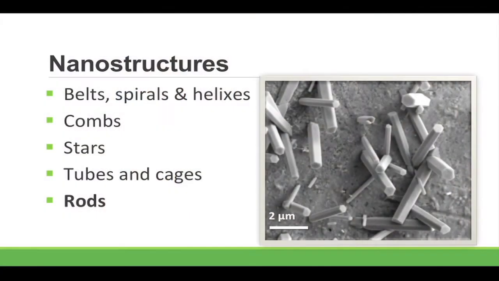Now, one of the main things that we studied in our research were the nanostructures, the actual morphologies of these structures. So there's a couple of common ones: belts, spirals, helices, cones, stars, tubes, and cages. But the one that we majorly focused on were nanorods. And these are super versatile structures. They're the hexagonal things that you see over here. And they have a lot of electro-optical properties that make them very, very useful.